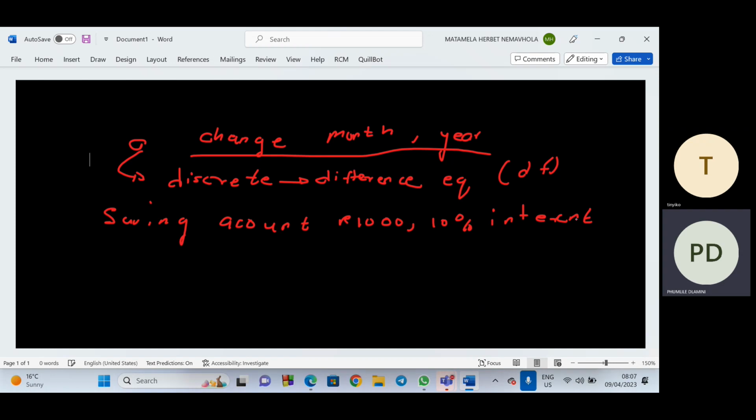This 10% interest is going to be gained monthly. So now, as mathematicians, we need to get a formula that we can use to calculate how much we have at any time. Maybe you want to find how much you have in 12 months, or in 15 months. So we have to create our formula.